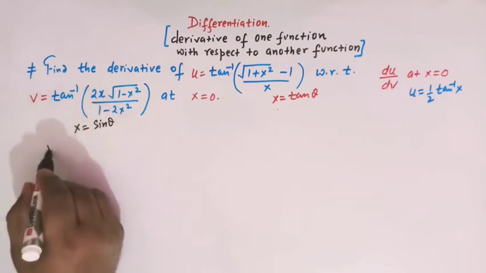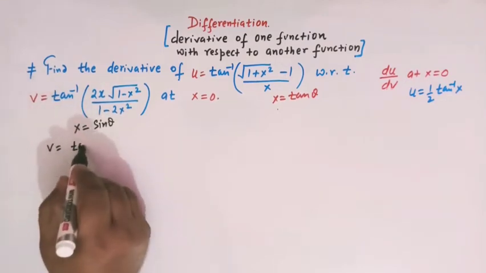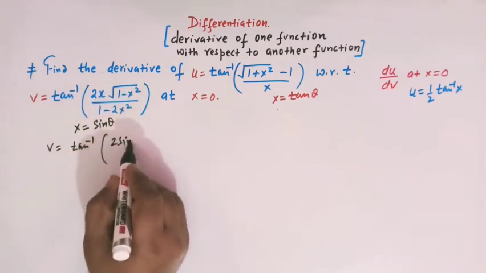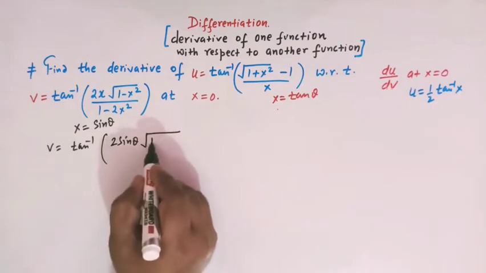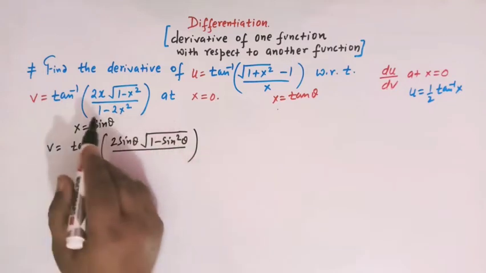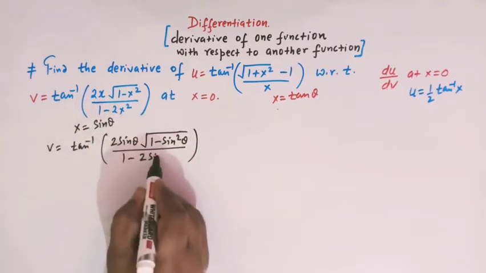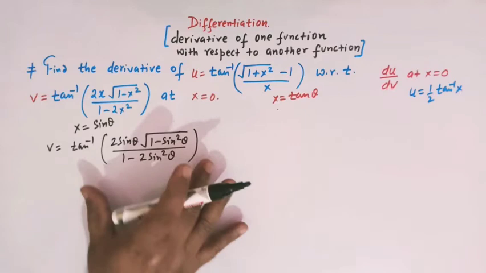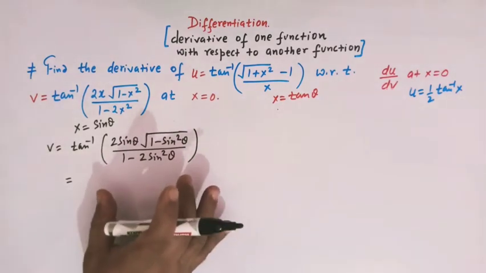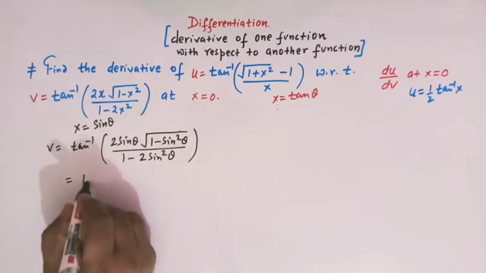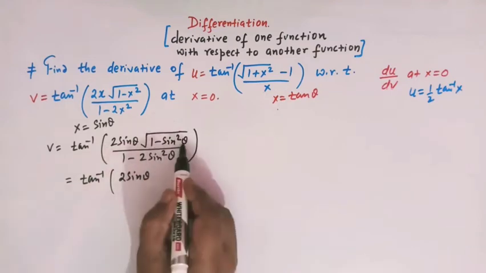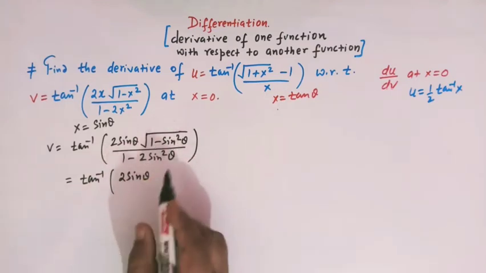So now this function v becomes tan inverse, and taking x equal to sine theta, we have 2 sine theta and square root of 1 minus sine square theta, and in the denominator we have 1 minus 2 sine square theta, right? And again at this step we'll make use of the important trigonometric identities, and we have tan inverse, and this is 2 sine theta, and 1 minus sine square theta is cos square theta.